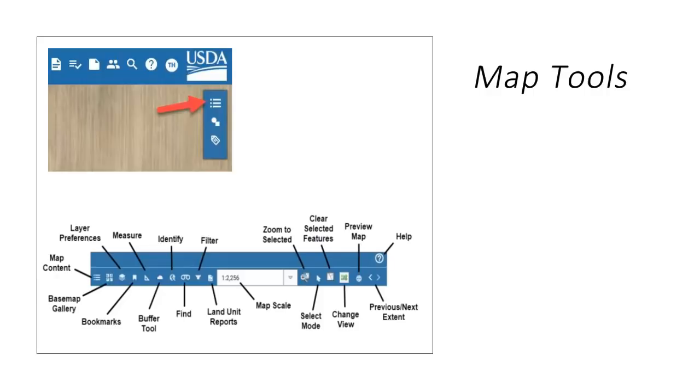The Preview Map tool allows the user to preview National Conservation Planning symbology for the practice layers. This view is disabled when editing practices. The Previous Next Extent tool allows the user to update the map view to display the previous or next extent or view area each time the button is clicked. And the Help tool allows the user to open the Conservation Desktop Comprehensive User's Manual.